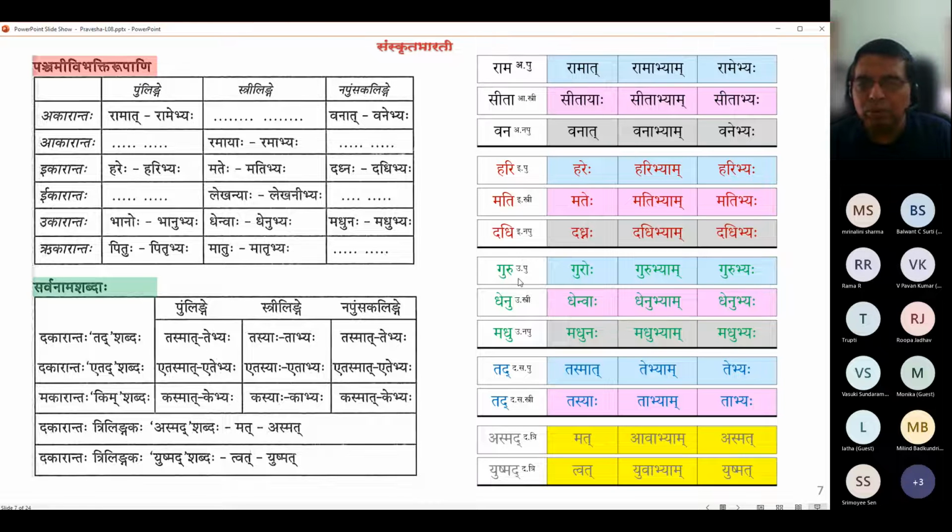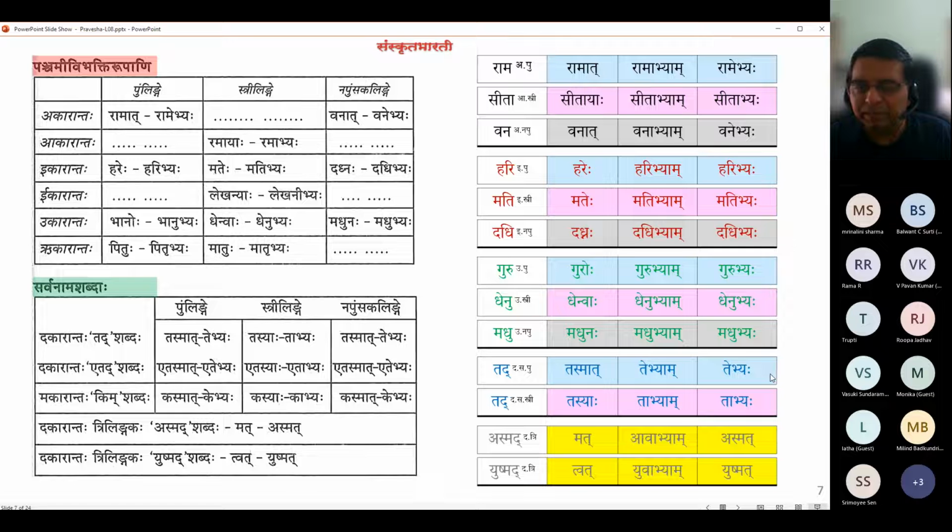Then Ukarantas: Guru, Dhenu, Madhu Shabda. Guroho, Gurubhyam, Gurubhyah; Dhenvaha is a variation. Dhenubhyam, Dhenubhyah. Madunah, another variation. Madhubhyam, Madhubhyah, similar to Dadnah, Madunah. So there is something in Napumsaka about these nakaras. But if you see Dvivachana and Bahuvachana, almost all are Bhyam, Bhyah, very much prototype copycats. Then the Sarvanamas: Tad in Pullinga and Strilinga, Tasmat Tebhyam, Tebhyah. The Pumsakalinga is also the same there.